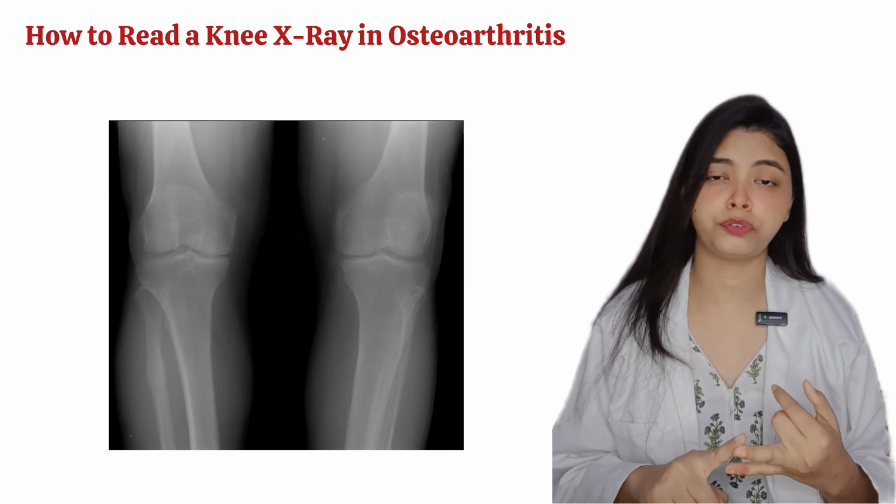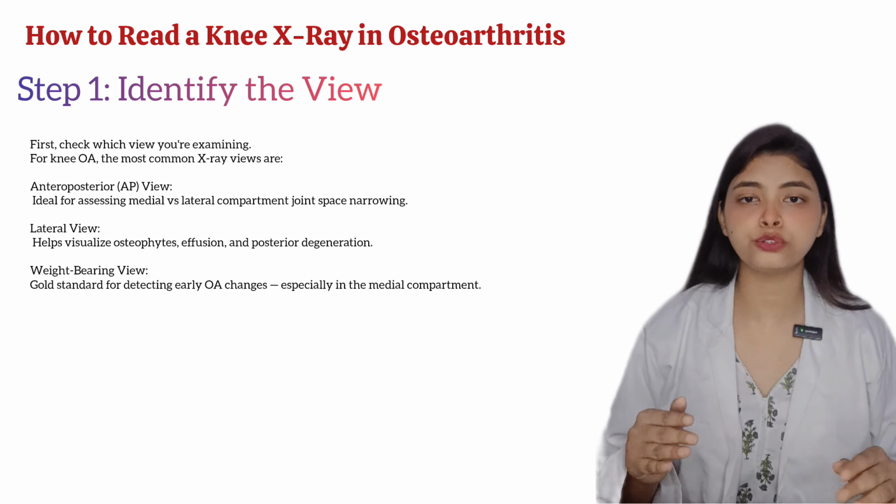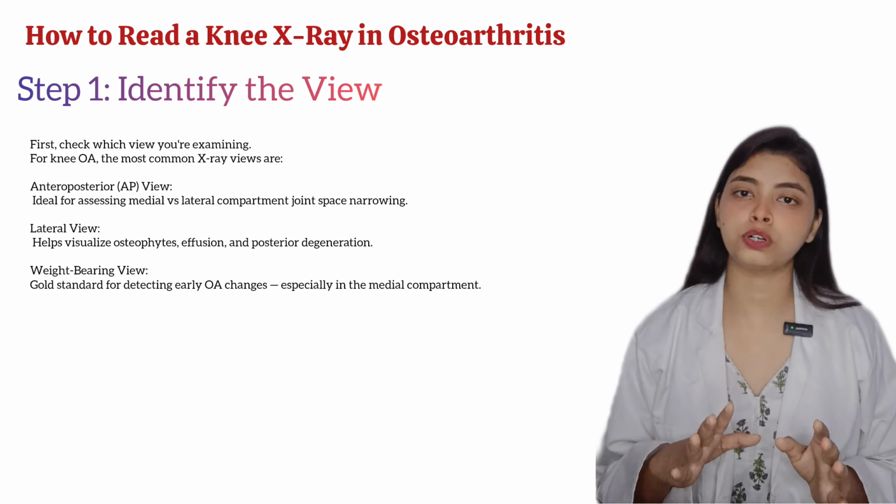Step 1 is identifying the view. First, check which view you are examining. Either it is anteroposterior, lateral, or weight-bearing view. These are the most common views which are utilized to interpret knee osteoarthritis.